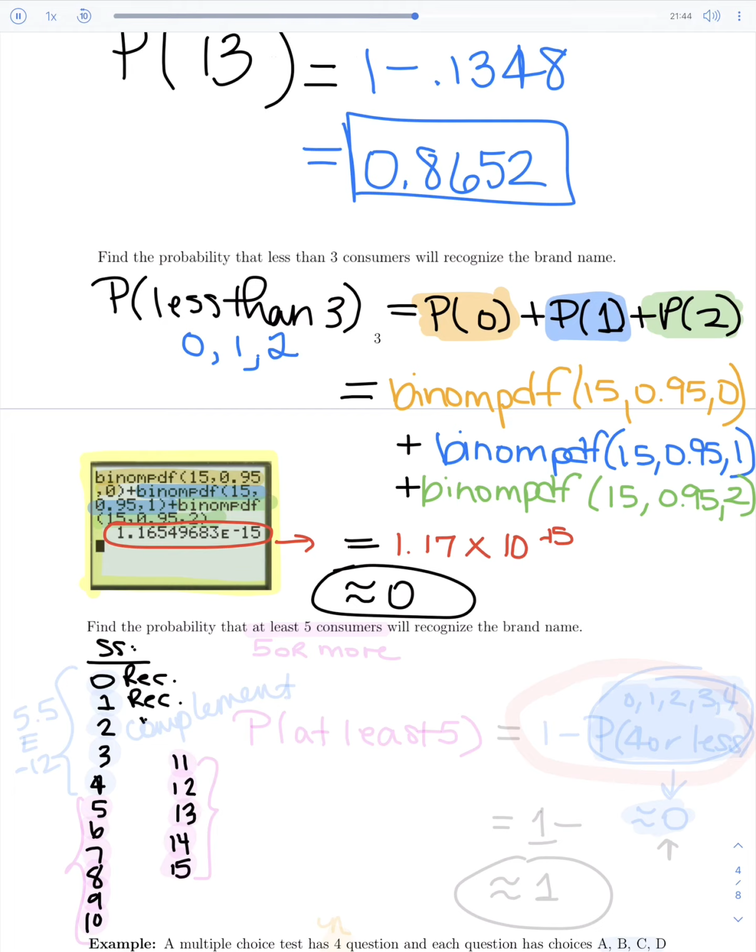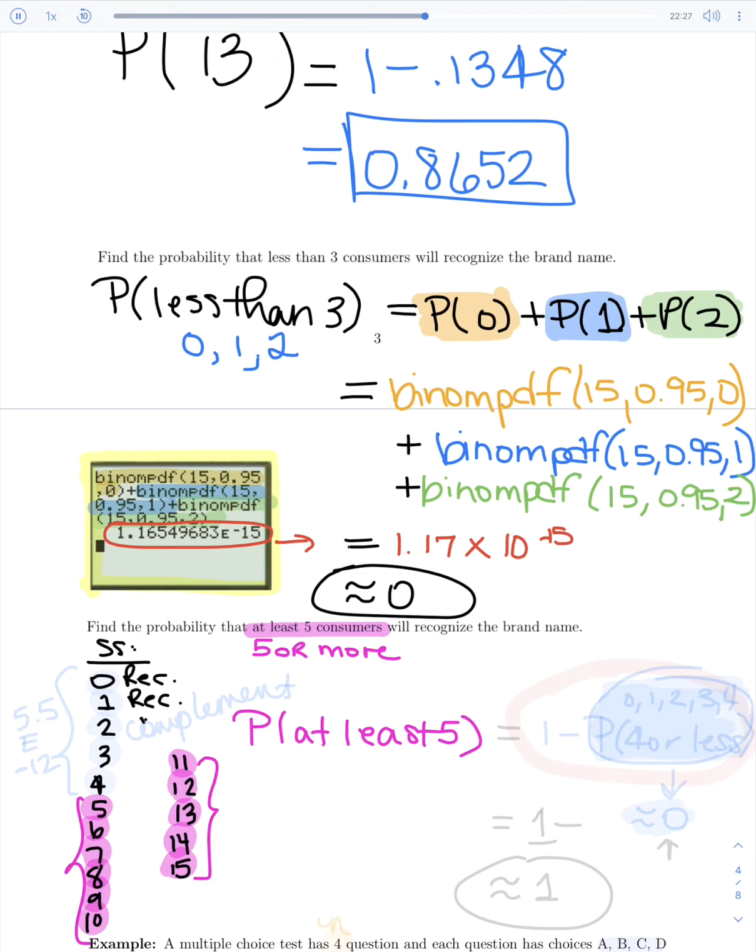On this particular problem, they're asking us what's the probability that at least 5 will recognize the name. Well, at least 5 means 5 or more. The problem with finding that is if you were to just do what we did in the last one, which would be add them all up, 5 or more would include 5, 6, 7, 8, 9, 10, 11, 12, 13, 14, and 15. That is a bunch of different binom PDFs to do and add up and hope that you don't make a mistake.